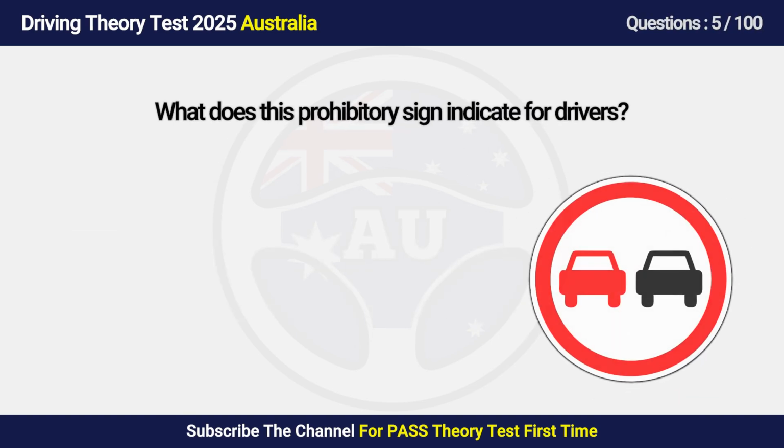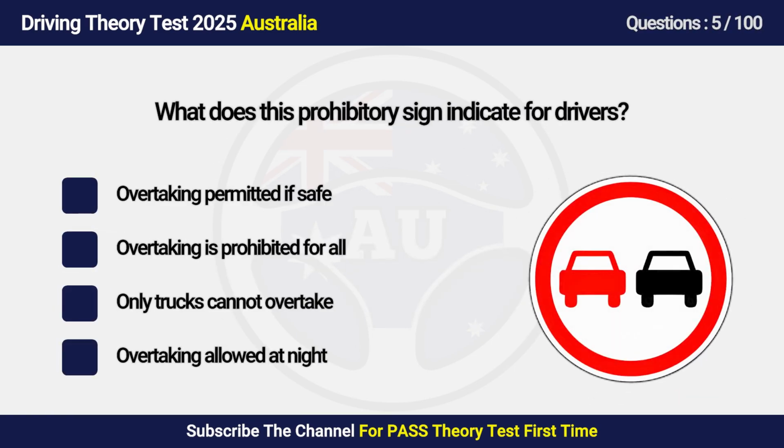Question 5. What does this prohibitory sign indicate for drivers? A. Overtaking permitted if safe. B. Overtaking is prohibited for all. C. Only trucks cannot overtake. D. Overtaking allowed at night.